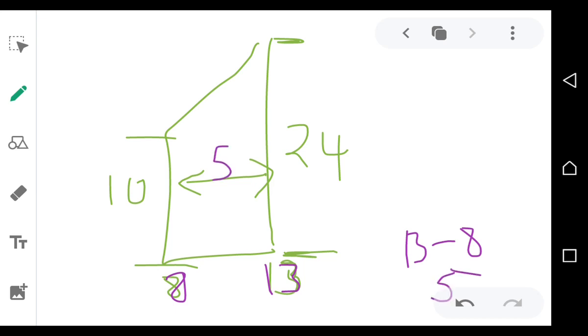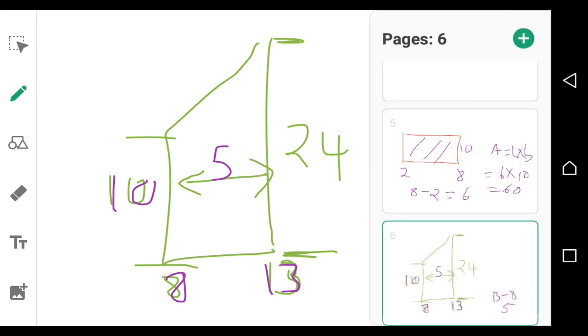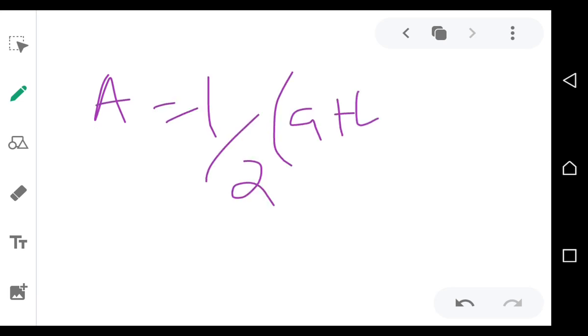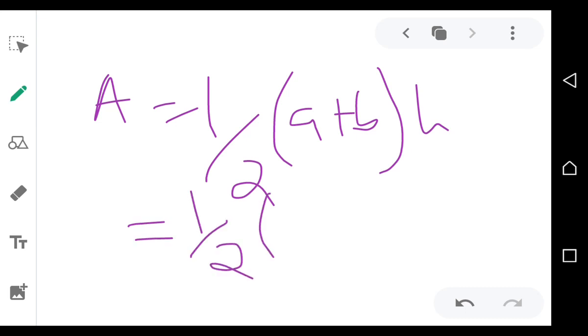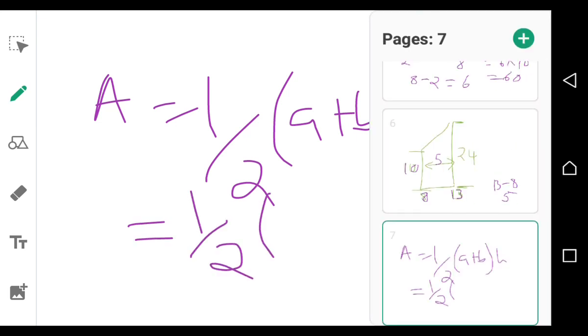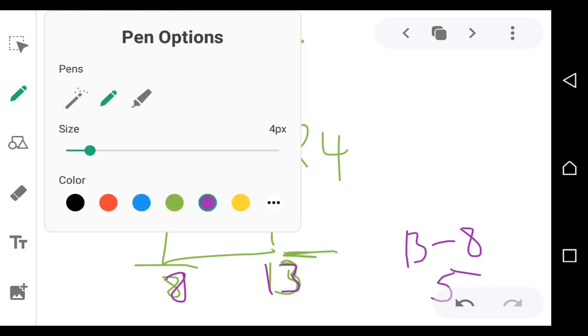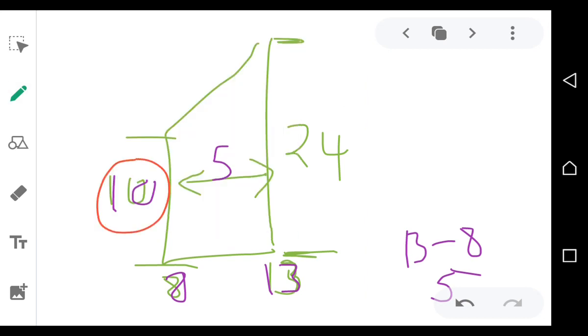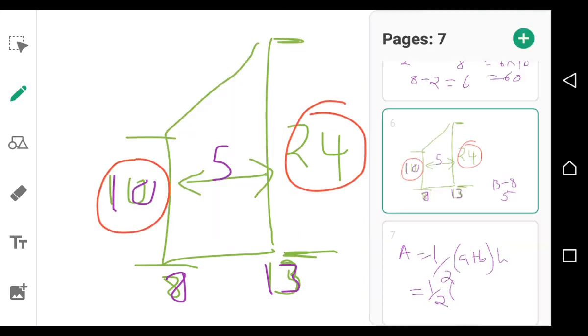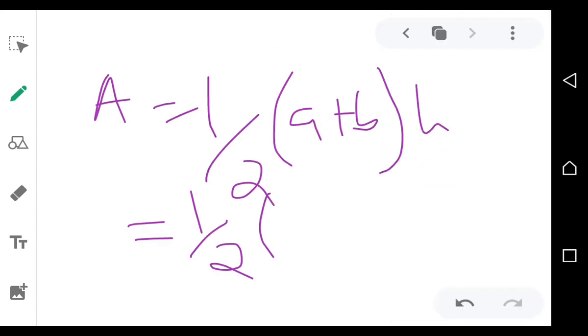So I've got 10, I've got 24. Now use that formula for area. Area is equal to half (A plus B) times H. So area is equal to half, then those two sides, you add them. You add 10 and 24. Those are the ones that are A and B. So you add 10 plus 24.